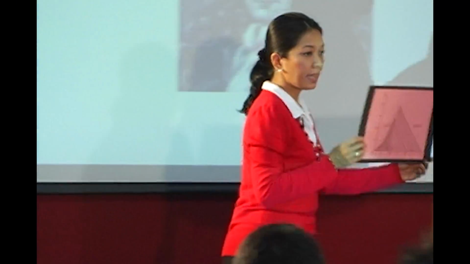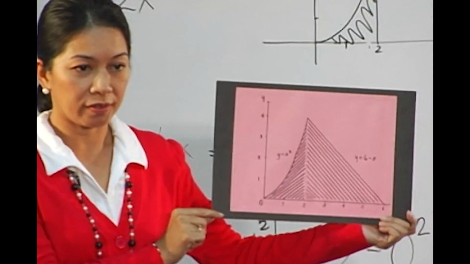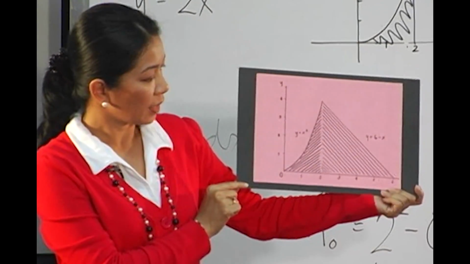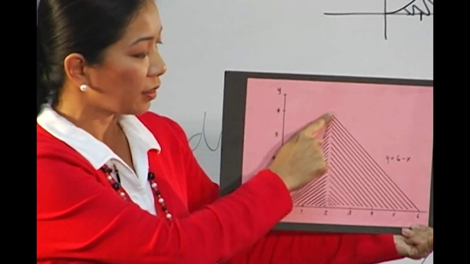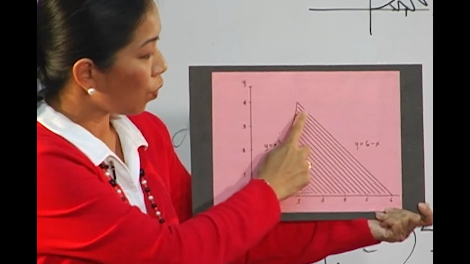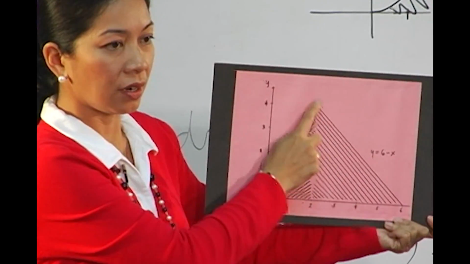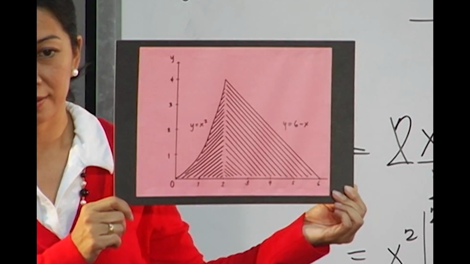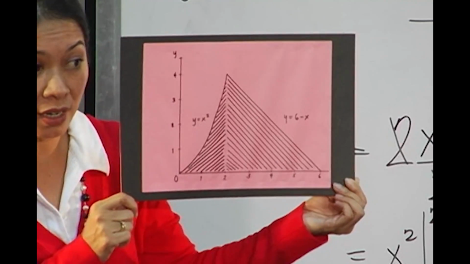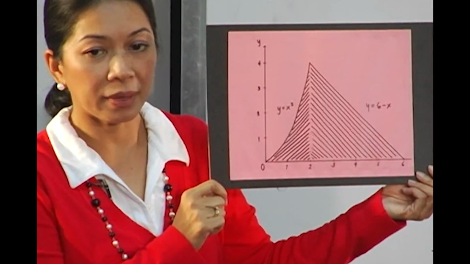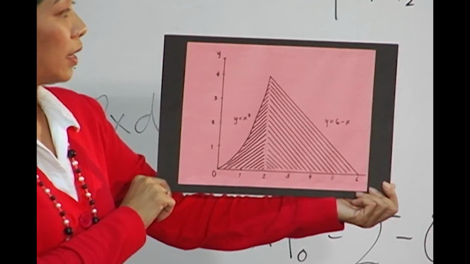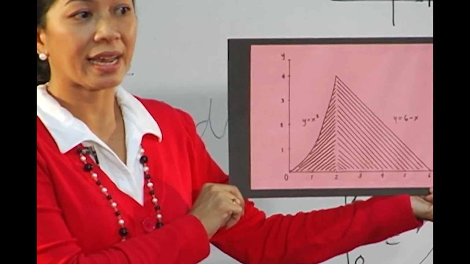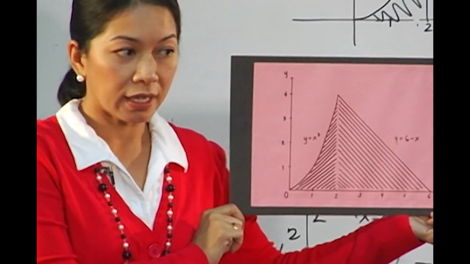Can you give me the area, class, of this region? You have y equals x squared on one side, y equals 6 minus x on another side. So this region now will have two ceilings. If it has two ceilings, how many integrals are you going to need? Two integrals as well. Okay? I'll just clean up the board, and then I will ask for a volunteer to give me those integrals.